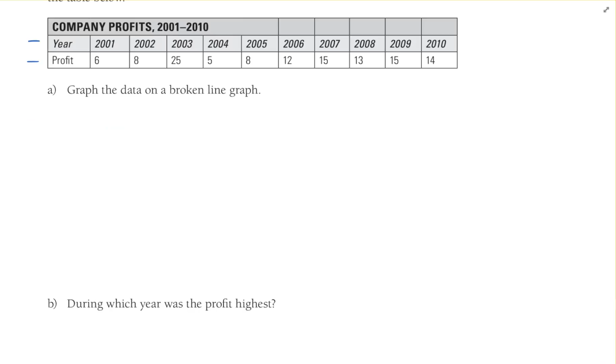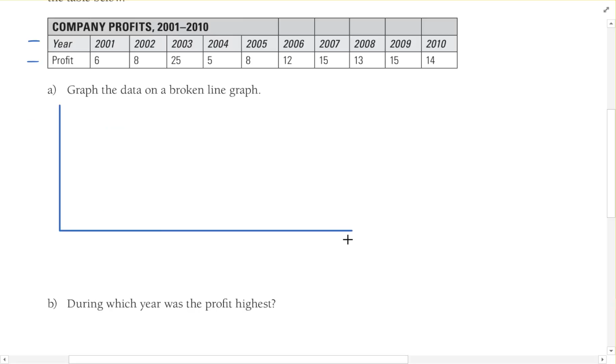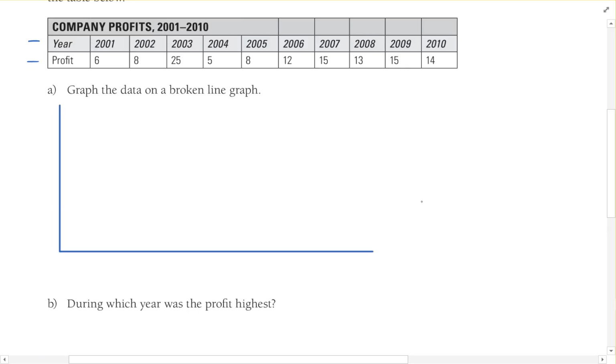Okay, so you're going to need to start off with something that looks like this, and then a broken line graph. Remember, that's not a bar graph. A broken line graph is going to be with the dots that you connect. So I'm going to let you guys go ahead and do that now.